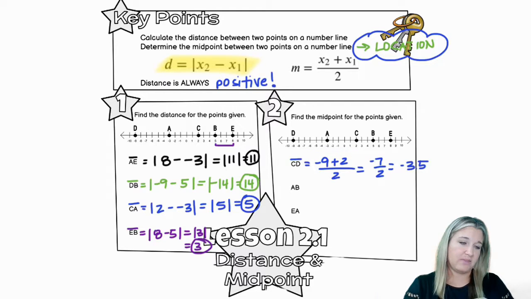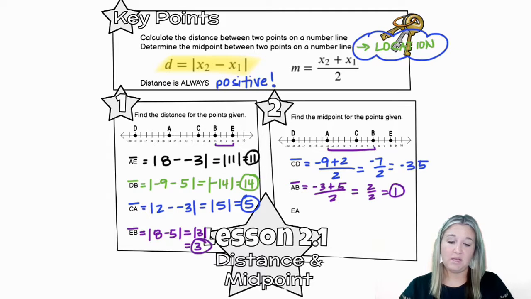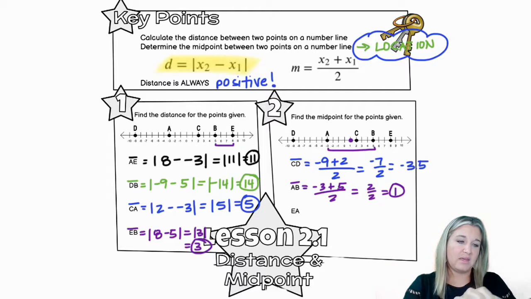All right, and now we're going to find the midpoint for segment AB. So we have -3 and 5. So I have -3 plus 5 divided by 2. That gives me 2 divided by 2, and that is 1. So on the number line, we're looking at the location 1 on the number line. So midpoint is a location, distance is that space in between. And then EA.